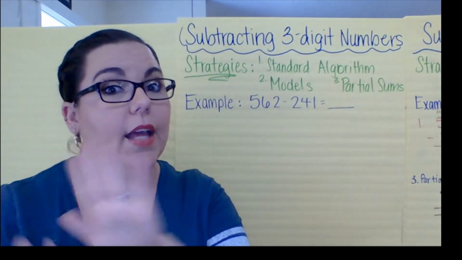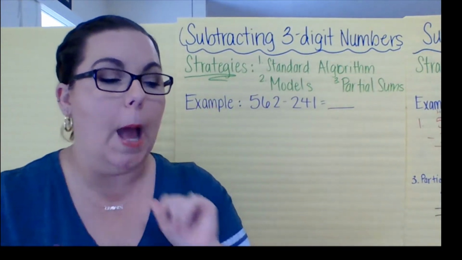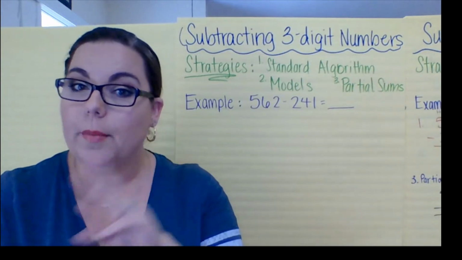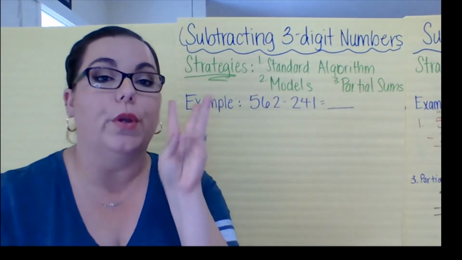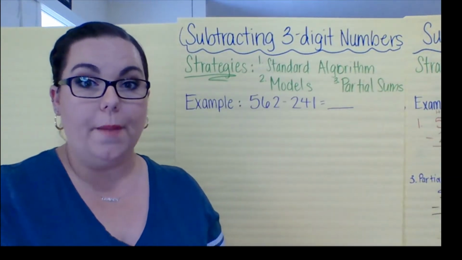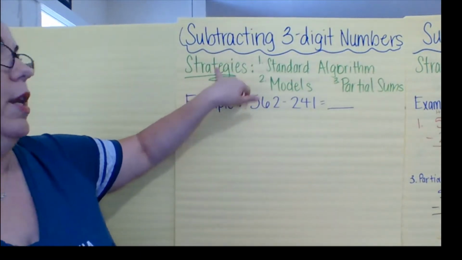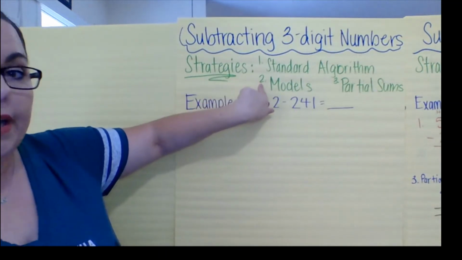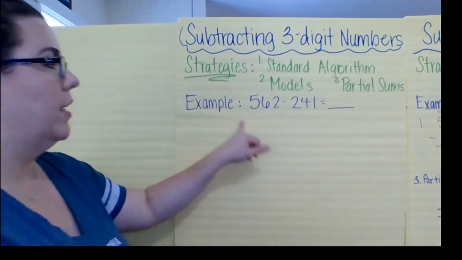No regrouping today. Don't panic. I know. Regrouping's tomorrow. But for today, we're just going to practice subtracting 3-digit numbers the regular way. But I'm going to show you 3 different strategies that you can use to solve. Okay? So here we have our chart. The strategies we're going to use are standard algorithm, of course, models, which is using pictures, and partial sums. All right?